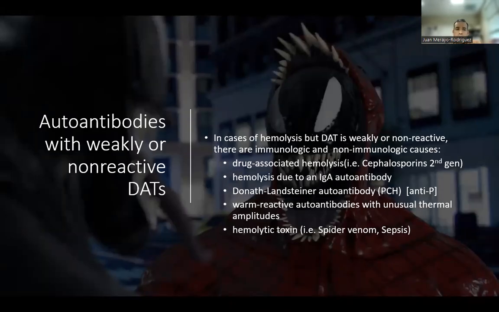Autoantibodies with weakly or non-reactive DATs. In cases of hemolysis, but the DAT is weakly or non-reactive, there are immunologic and non-immunologic causes for this. We list a few of them. Drug-associated hemolysis. It could be hemolysis due to IgA autoantibody. It could be the Donath-Landsteiner autoantibody, with anti-P most commonly. Warm reactive autoantibodies with unusual thermal amplitudes, or something non-immunologic such as hemolytic toxin, spider venom, and sepsis.